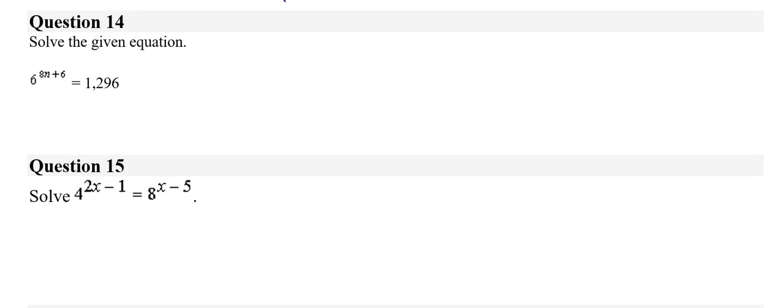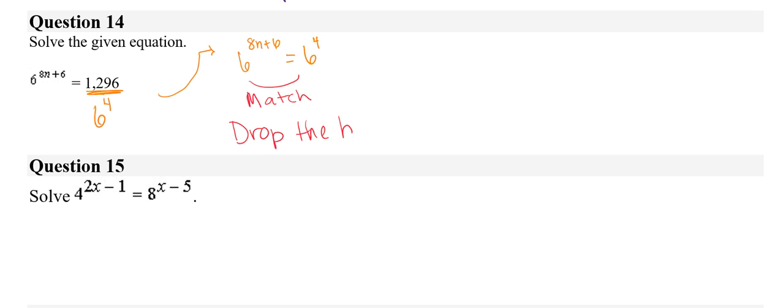Next one, same idea. We need to make them match. So you would look in your list and say, is there 6 to a power that equals 1296? And if you look down the list, it's at 6 to the 4th. So this problem is actually the same thing as this problem. Now you say, oh look, the bases match. Which means we can drop the base, G. Cross the sixes out. And we're left with 8n, or x, it doesn't matter, equals 4.